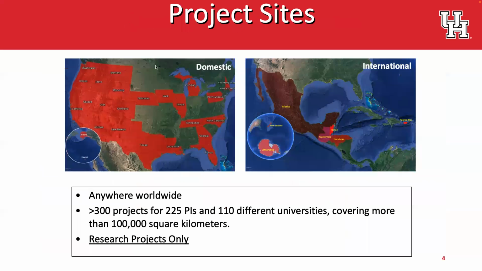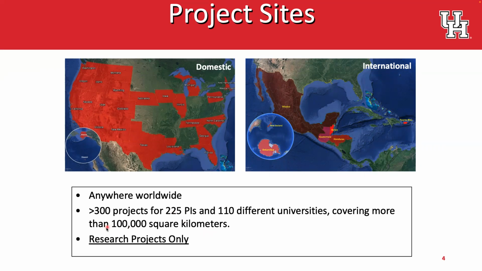That has turned itself into a lot of projects. Over the last 10 years, we've done somewhere north of 300 projects, working for 225 different PIs at 110 different universities, not only in the US but throughout the world. We like to say that we will go anywhere, and we have gone everywhere from Alaska to Antarctica to collect data, and a lot of places in between.